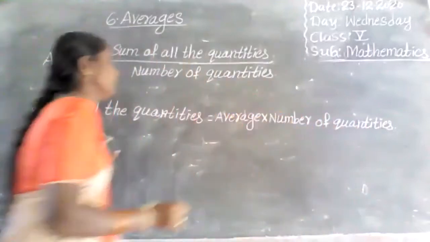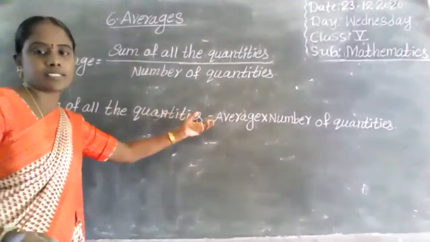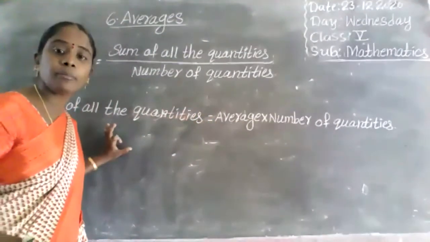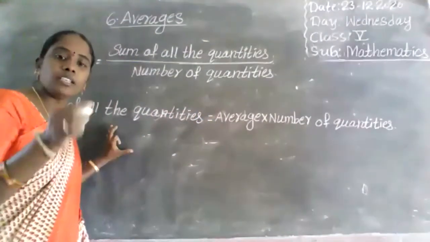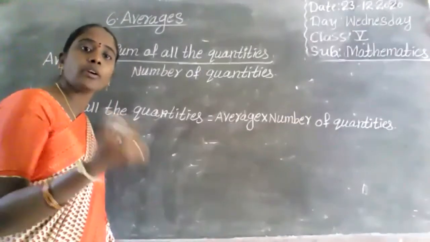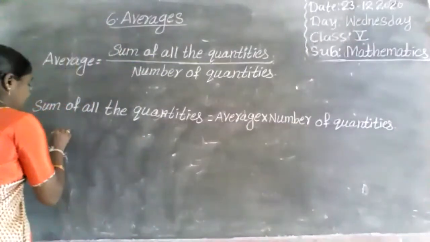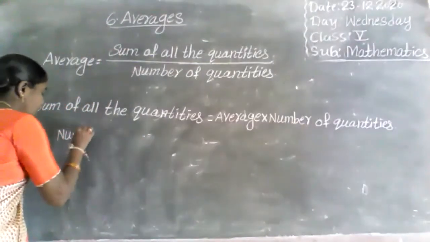Number of quantities. Next, number of quantities. Then we find out the number of quantities. When the question asks for the number of quantities, how can we find it out?